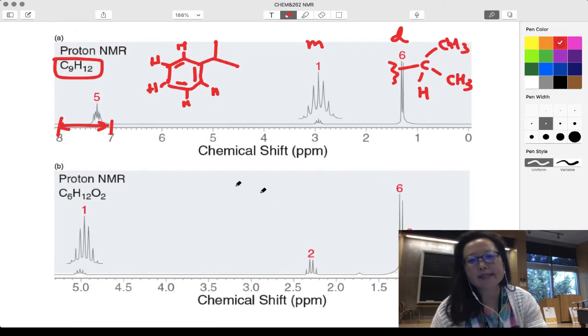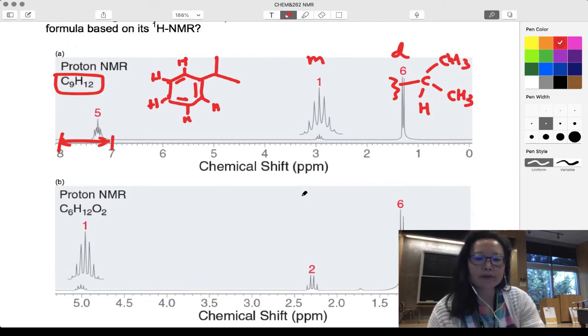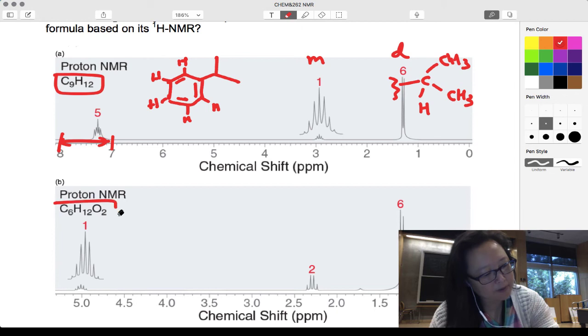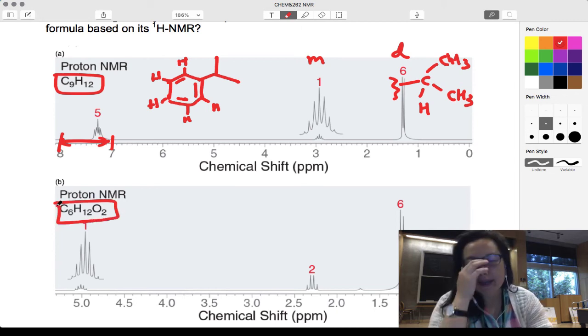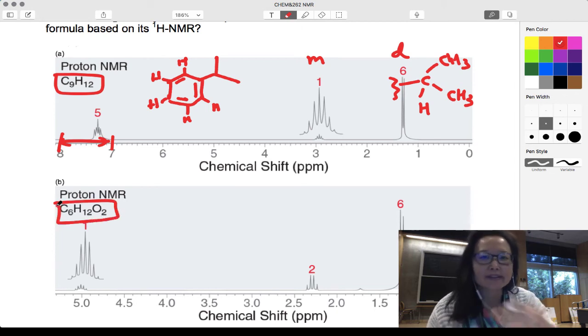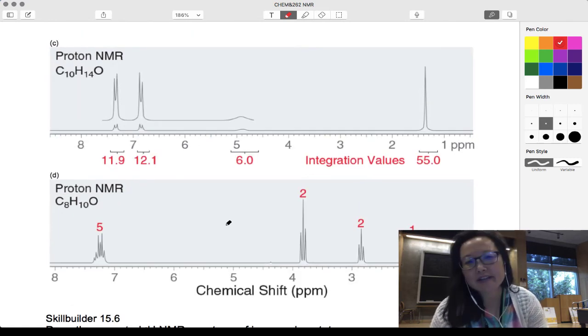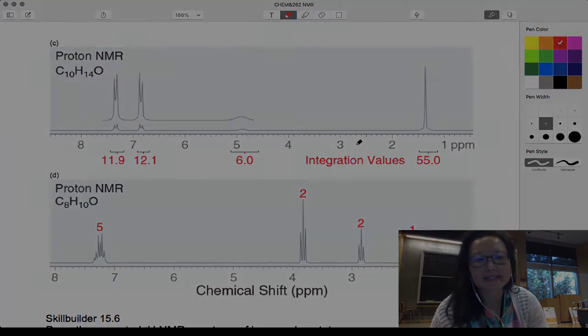All right, so see if you guys can do that. Identify some patterns that you just learned. See if you can put the shift together with the splitting and the chemical formula, and come up with a plausible structure that fits all that information. It's like playing chemical detective. And then continue and do these as well, and for this one you have to figure out the integration.